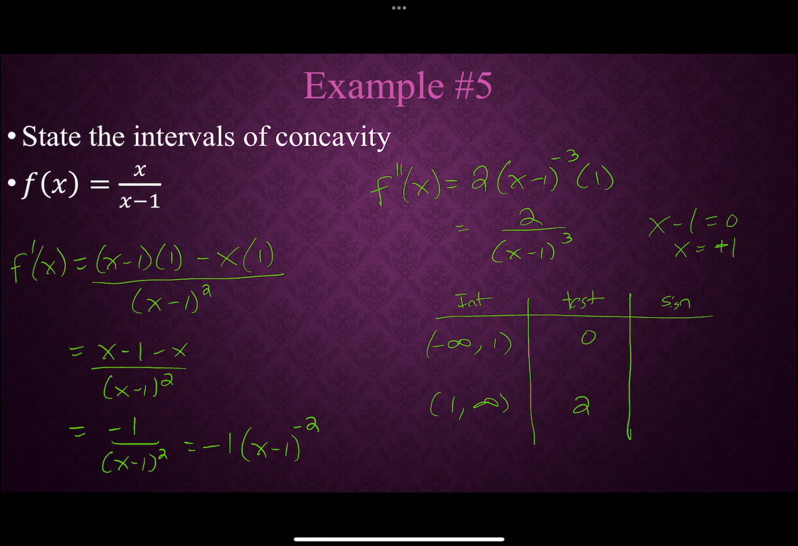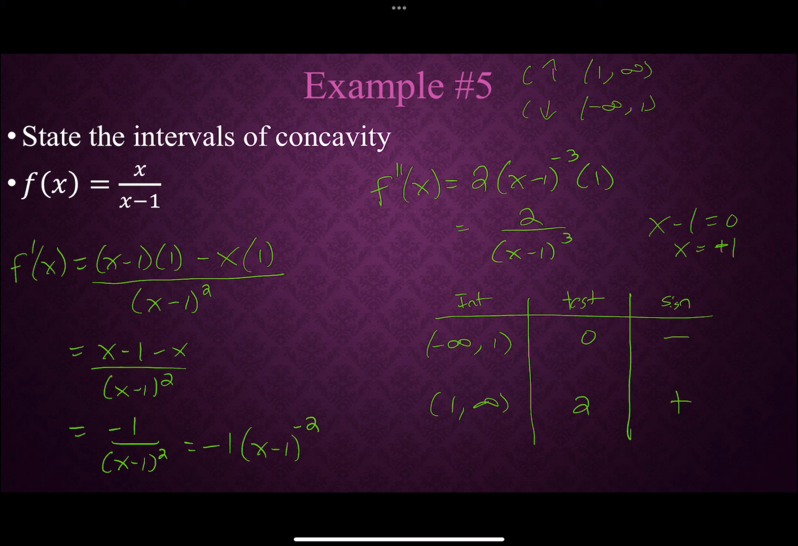We'll test 0 and 2. So plugging into the second derivative, 0 minus 1 cubed is a negative 1. 2 over negative 1 is negative. So it's concave down in that interval. Substituting 2 in, 2 minus 1 is 1, 1 cubed is 1, 2 over 1 is 2, so it's a positive, so we're concave up. So there is a point of inflection at 1, and we are concave up from 1 to infinity, and concave down from negative infinity to 1.